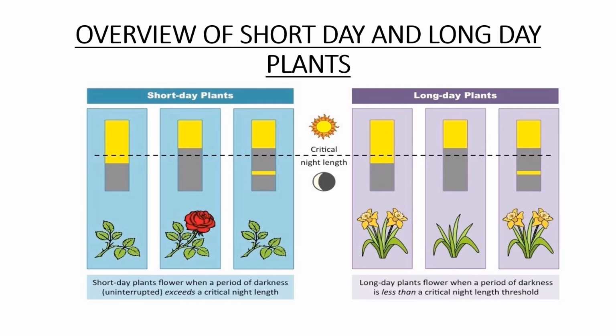That is the overview of short-day and long-day plants. Short-day plants flower when the period of darkness exceeds a critical night length, and long-day plants flower when the period of darkness is less than a critical night length threshold.